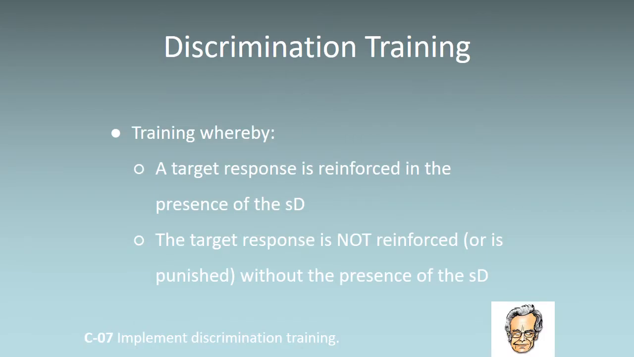So, discrimination training. Training whereby a target response is reinforced in the presence of the SD, and a target response is not reinforced or is punished without the presence of the SD. And remember, we don't really punish, so we're just probably going to ignore incorrect responses there. But for your purposes for the RBT training, discrimination training occurs when a target response is reinforced in the presence of an SD, and the target response is not reinforced or is punished without the presence of the SD.